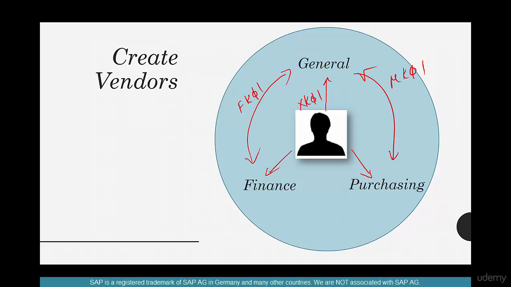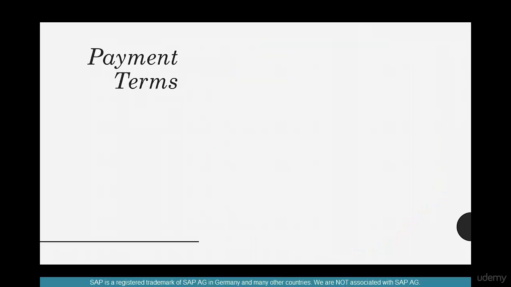Now, why do we need to have so many different transactions and why do we need to separate the views? The reason is simple. Companies have departments, and when a vendor is being created, the finance department creates the finance view. The purchasing department creates the purchasing view. They don't want to crisscross. So that's why we have so many different transactions. And if somebody wants to create all the views together, they can do XK01.